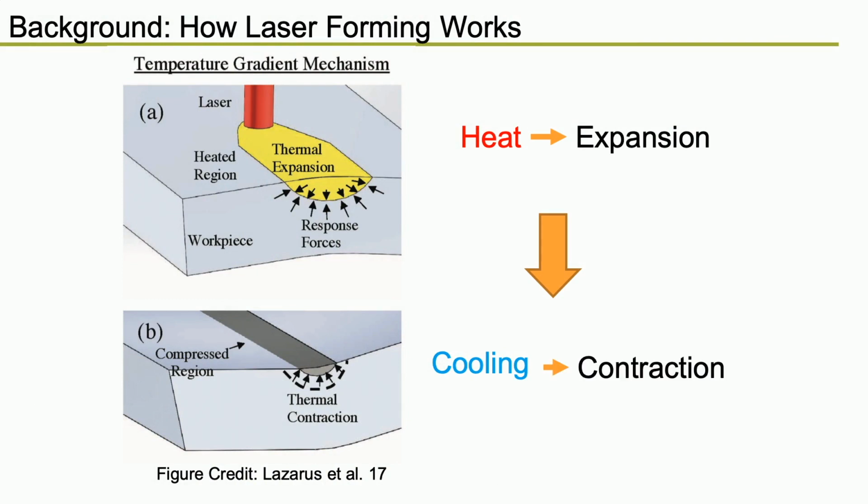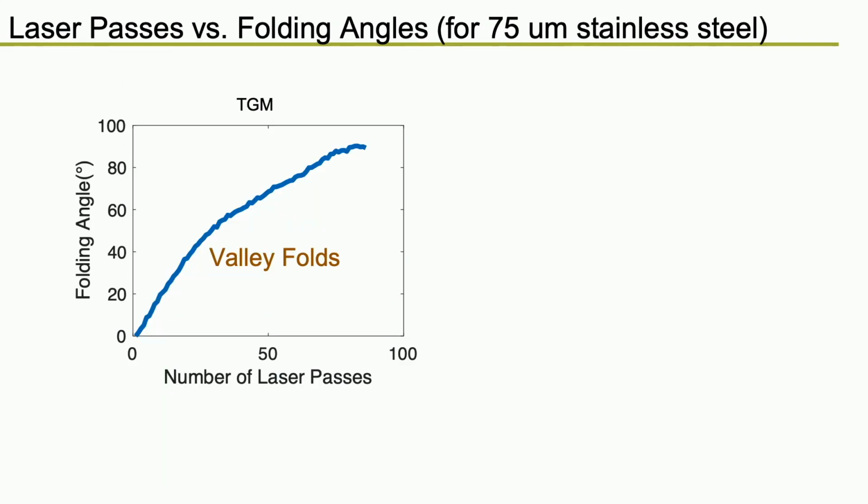The time cost for cooling is much longer than heating caused by the laser passes, resulting in the thermal constraint that time delays must be allowed between laser passes. Given the number of laser passes scanning through a crease, we can fold the crease up to 90 degrees. The data plots shown here are measurements taken from 75 micrometer thick stainless steel.